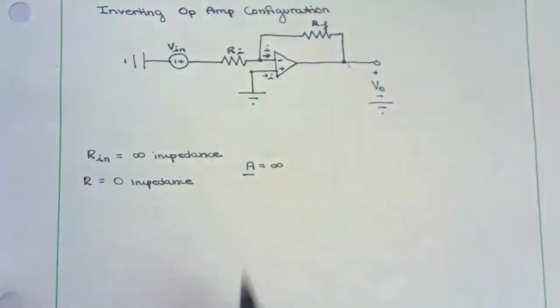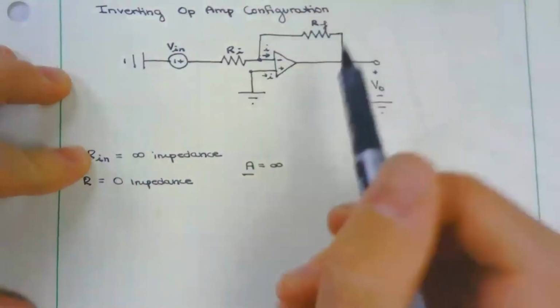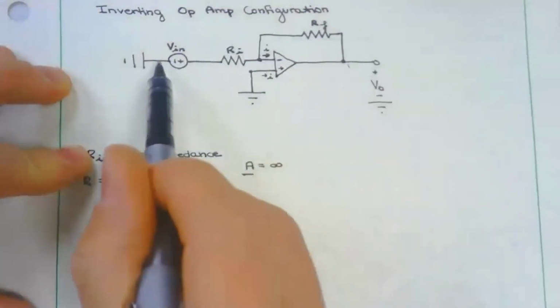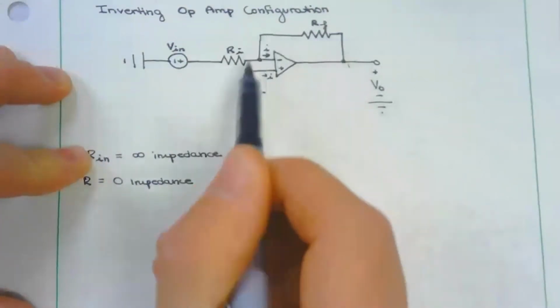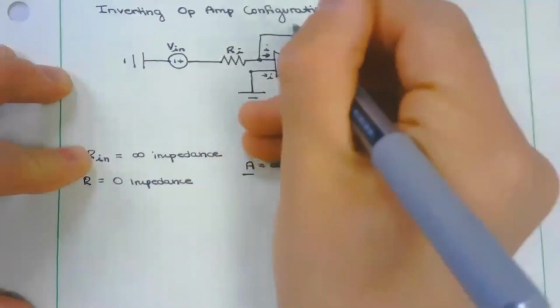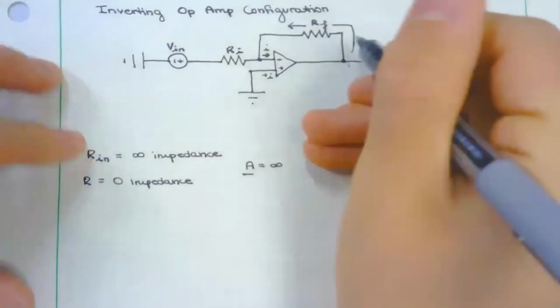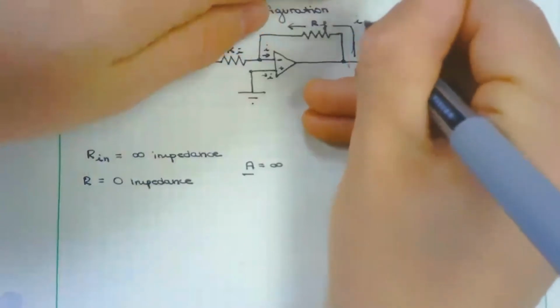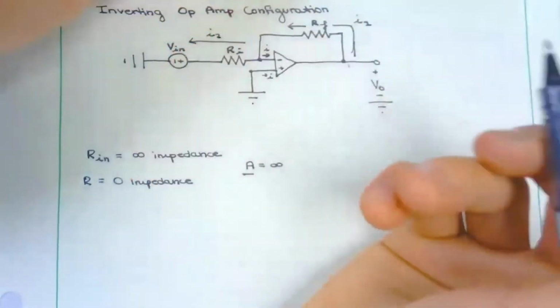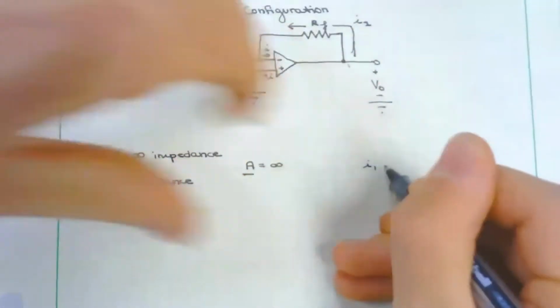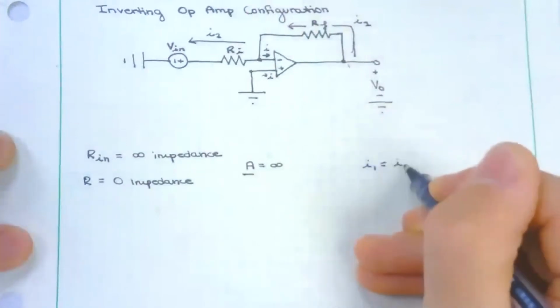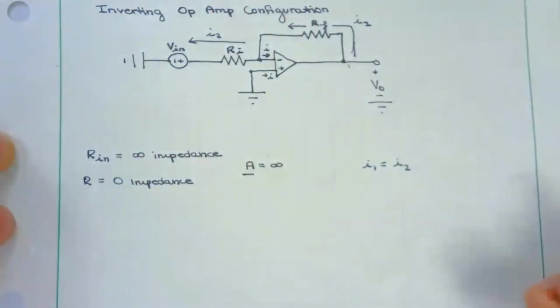So because of these ideal characteristics, we're able to make some other generalizations, and that's going to be the current that's flowing here and over our feedback is going to be the same. So I'll give it a classification. We'll call it I1, and we'll call this one I2. And now we can equate these. I1 is equal to I2. Awesome.